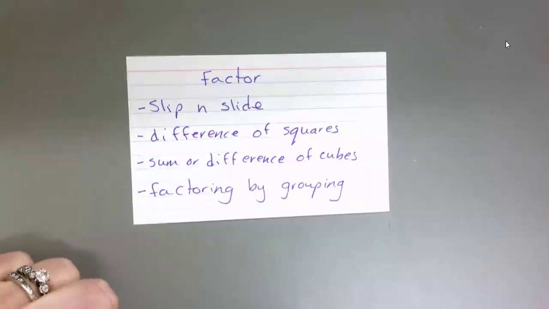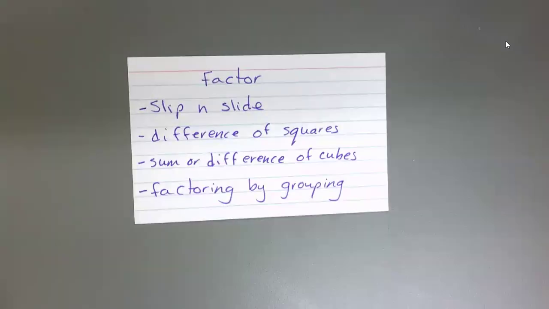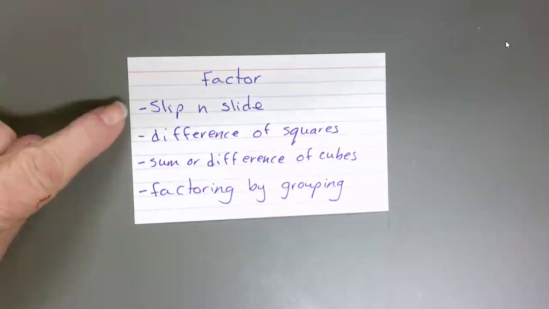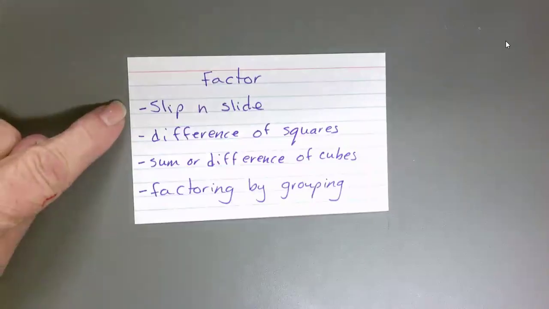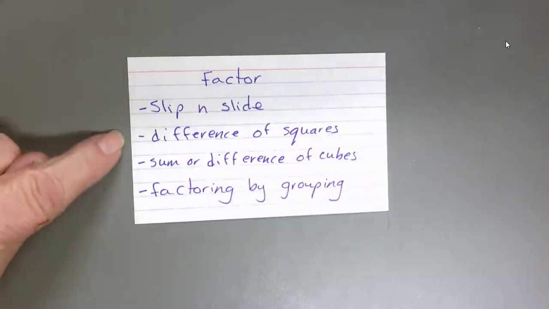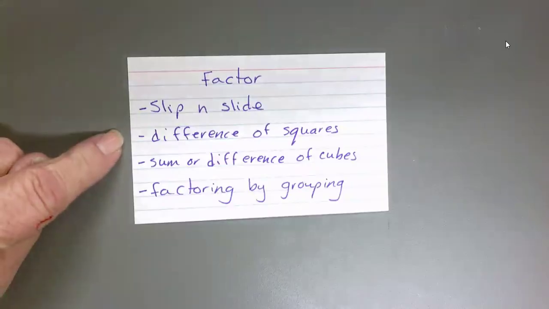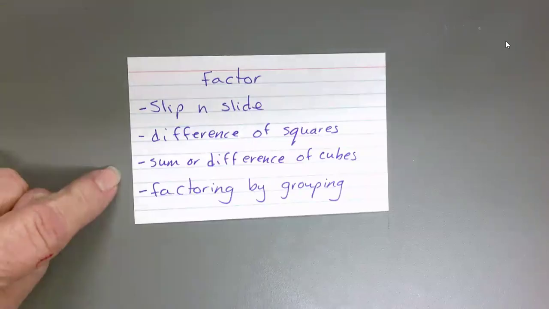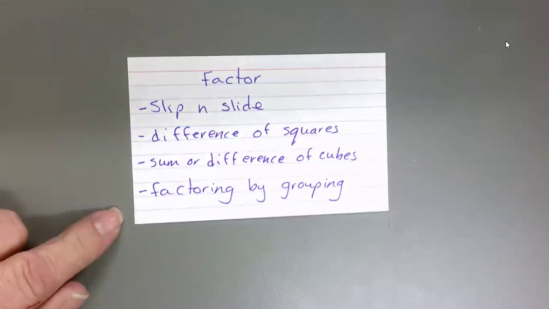All right, so in this video, we are going to practice factoring. So we're going to review the slip and slide method that we did last time. Then we're going to review the difference of squares. Then I'm going to teach you how to do the sum or difference of cubes. And then we're going to learn how to factor by grouping.